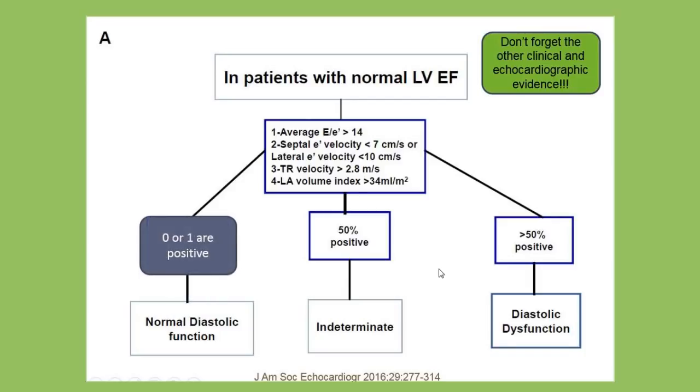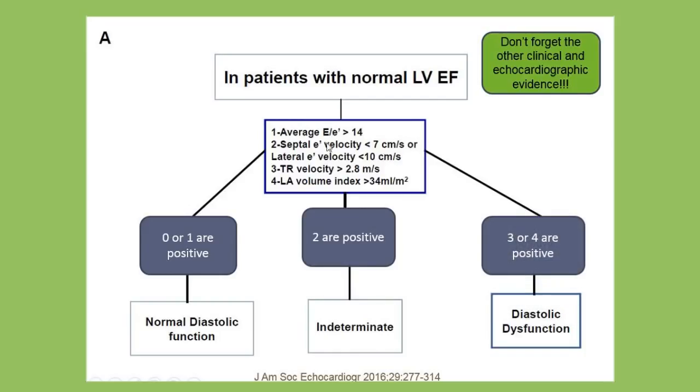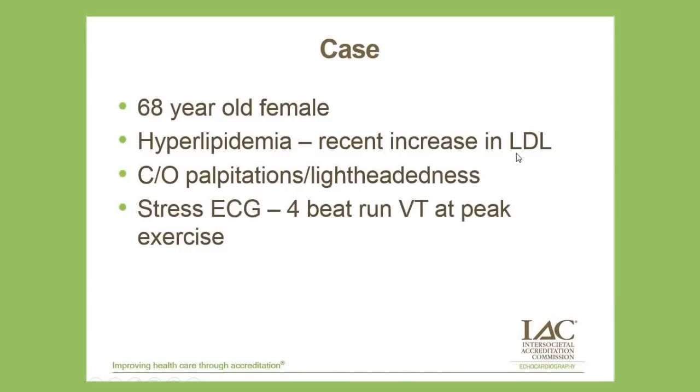The way that I like to look at it is that if 0 or 1 of these 4 parameters are positive, then you have normal diastolic function. If you have 2 of them that are positive, then they're going to fall somewhere in the indeterminate. And then if you have 3 or 4 of these being positive, then you have diastolic dysfunction. And note that these are cutoffs for abnormal for each of these criteria.